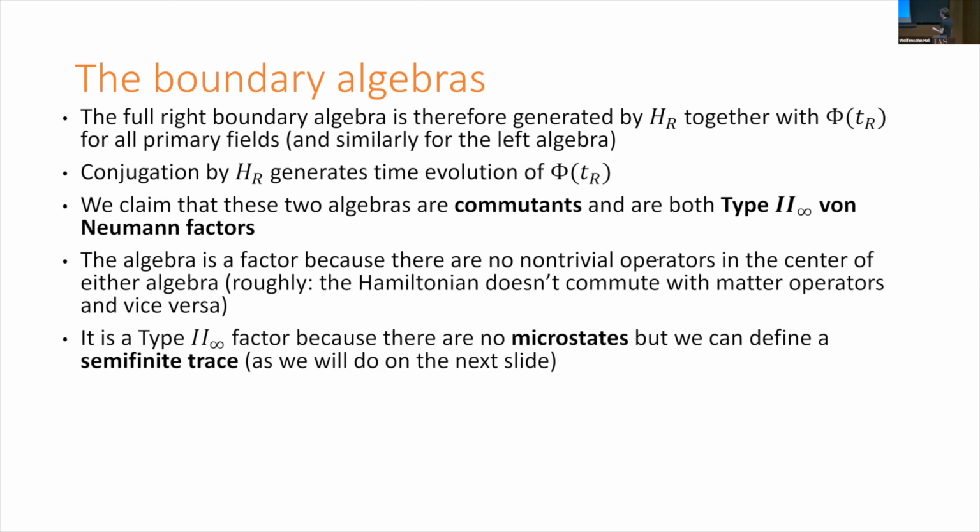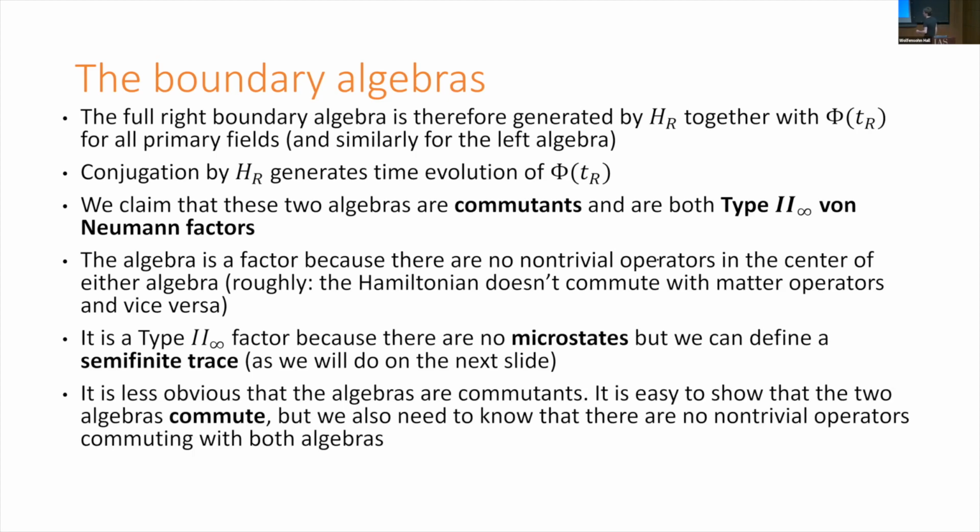Okay. So the second claim, this is a type 2 infinity von Neumann factor. What does that mean? Well, it means there's no microstates, no single boundary states. That means it's not type 1. Hopefully you remember von Neumann algebras from Edward's talk. And the fact that it's type 2 is just because we're going to find a trace on it. And I'm going to define a trace on the next slide. So that's why that's true.